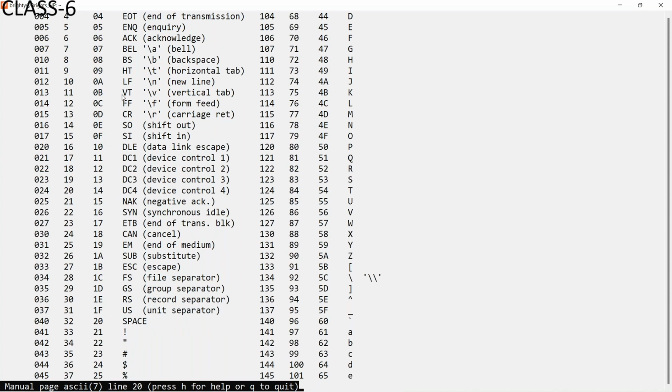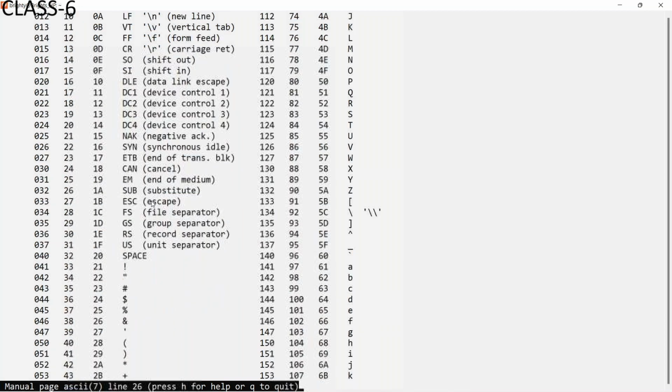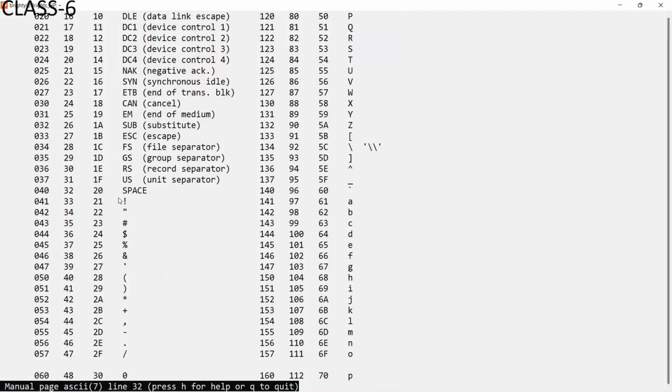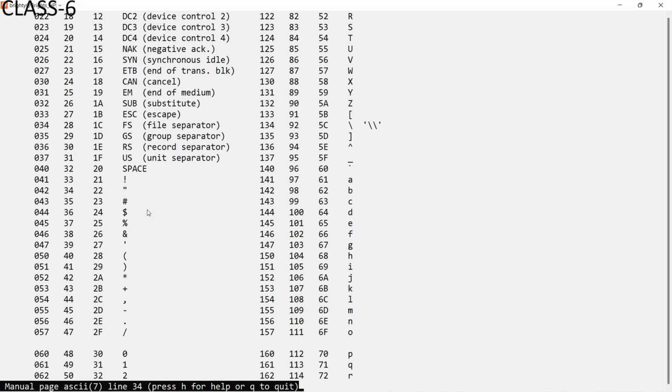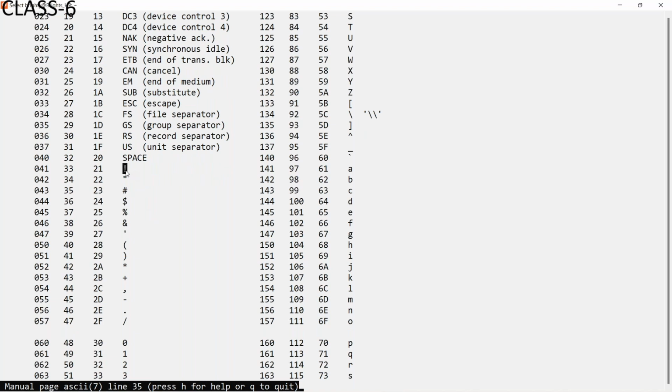Okay, so these are actually non-printable. They are, you can see even the bell, backspace and all. So these are considered non-printable characters. Then space, then the exclamatory symbol, or we can even say that as the note.